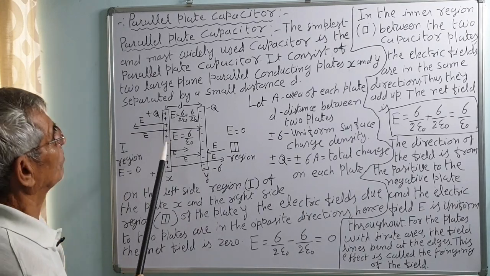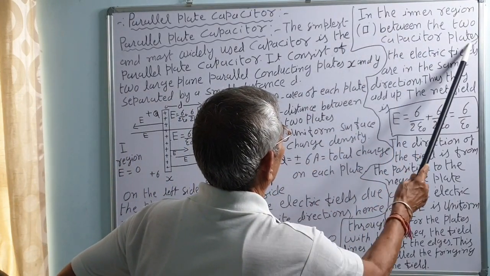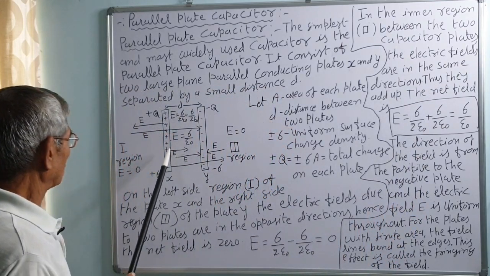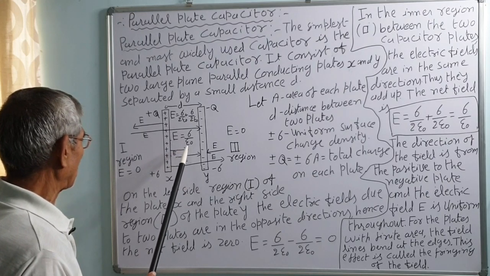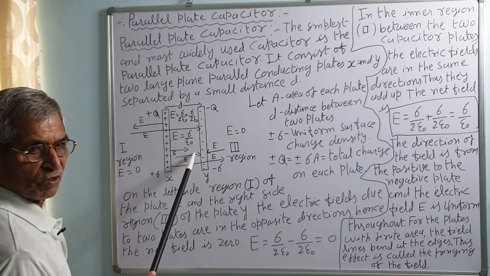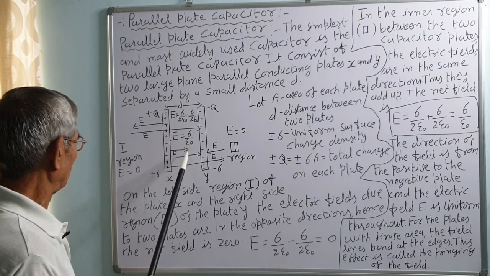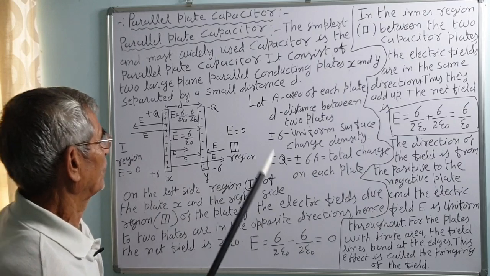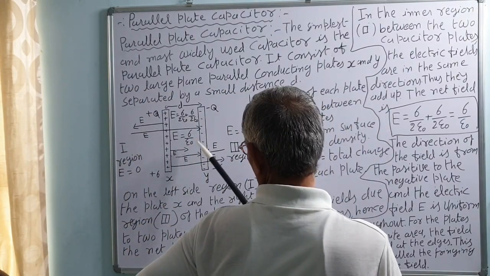Let us see the middle one, the interior region 2 between the two capacitor plates. The electric fields are in the same direction. The field due to the positive charge plate, the X plate, is in this direction, to the right, and the field due to the negatively charged plate is towards the negative plate, as we know electric field lines go towards the negative charge. So both are in the same direction, so they will add up.